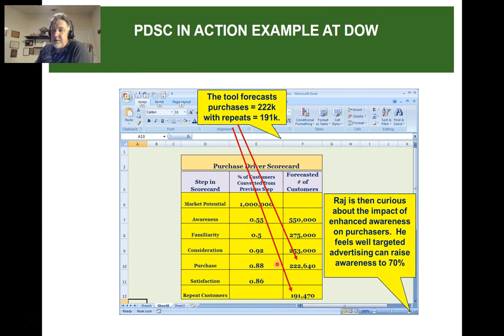So here's a few screenshots. This is a simplified version of the purchase driver scorecard where we have the percentage, you have the market potential, and then you have the percentage fall off from each, and then the forecasted number of customers, which give you both your purchasing customers and your repeat purchasing customers, which will give you a basis for driving revenue.